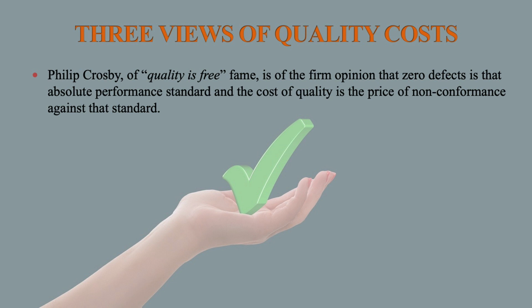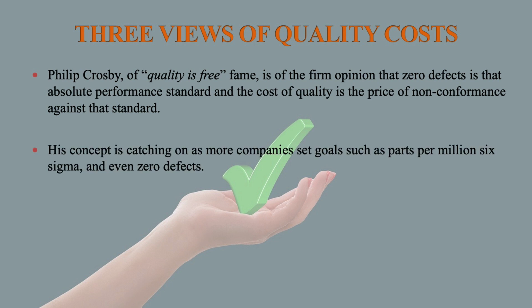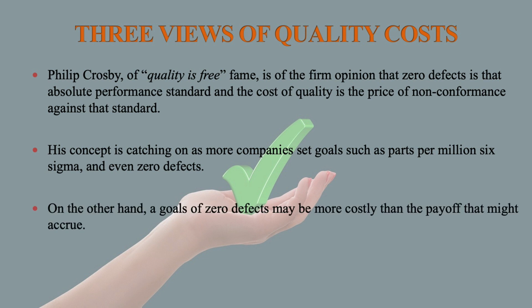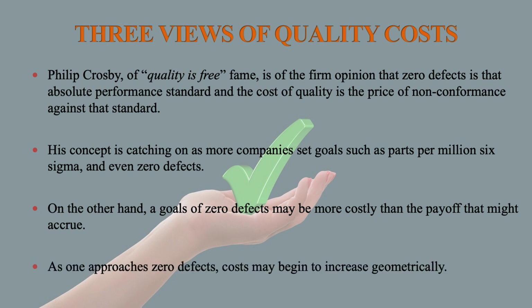Philip Crosby of Quality is Free fame is of the firm opinion that zero defect is the absolute performance standard and the cost of quality is the price of non-conformance against that standard. His concept is catching on as more companies set goals such as parts per million, Six Sigma, and even zero defects. On the other hand, a goal of zero defects may be more costly than the payoff that might accrue. As one approaches zero defects, cost may begin to increase geometrically.